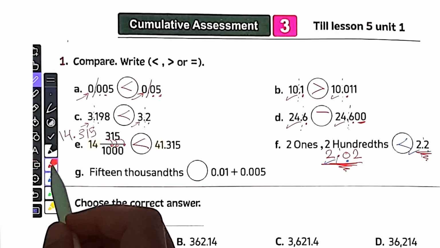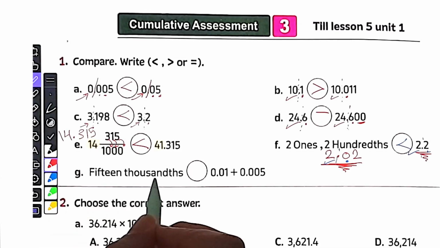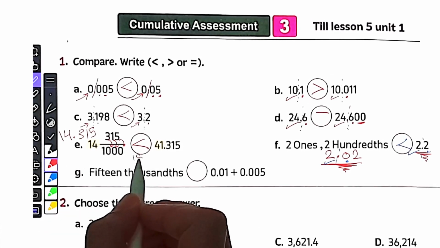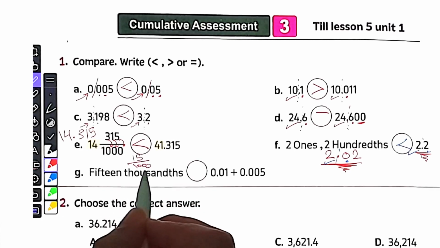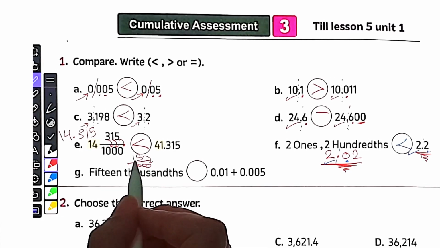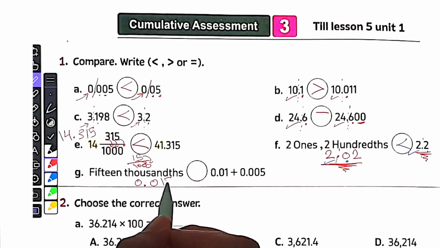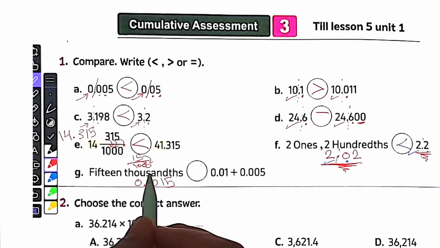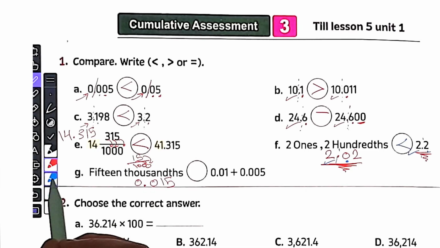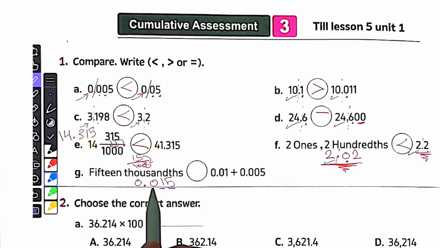Let's move to G. 15 thousandths means I write 15 over 1000. This 5 will sit on the 0 and this 1 will sit on the 0, so the answer will be 0 point. The 0 is empty, so I write 0.015. Or thousandths means 3 digits, 1, 2, 3. 3 digits in the decimal part, and I will put 15 here. So the answer will be 0.015.